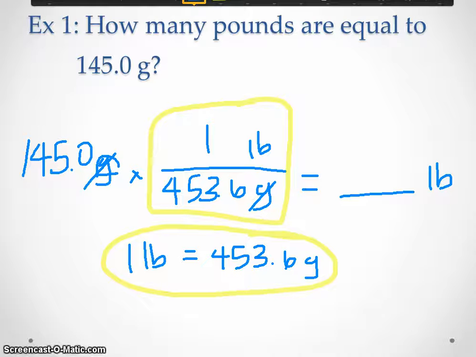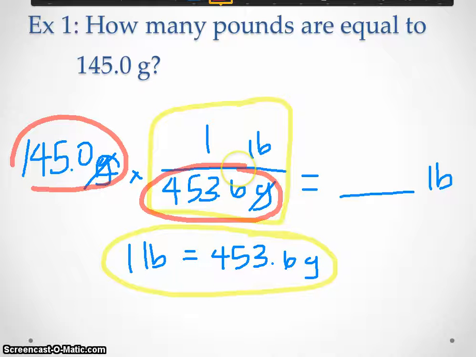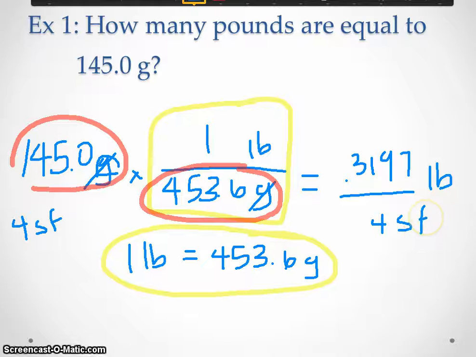And I'm going to calculate 145 divided by 453.6, because 453.6 is on the bottom. I'm going to divide 145 by 453.6, and I get 0.3197. Now I want to follow my significant figure rules. If I have 4 significant figures here, my answer should also have 4 sig figs, and I round so that it has 4 sig figs.